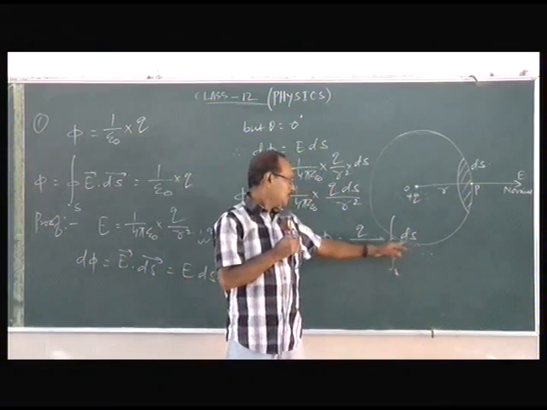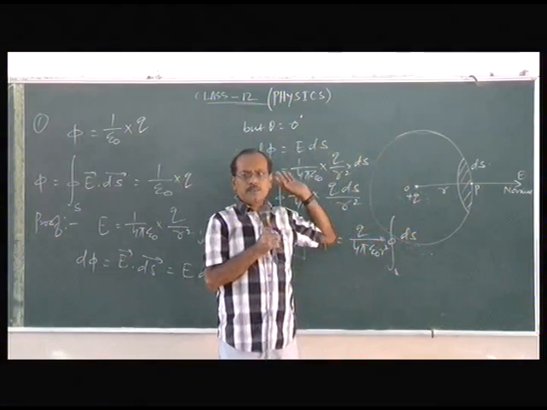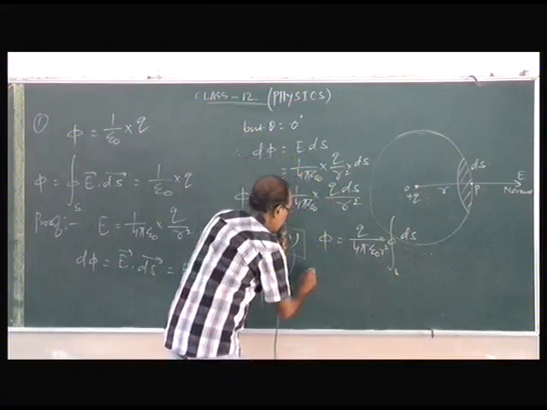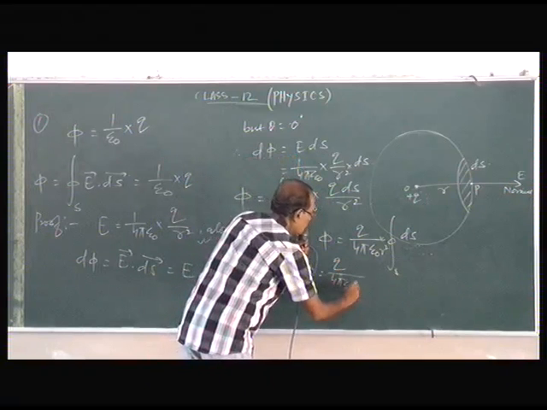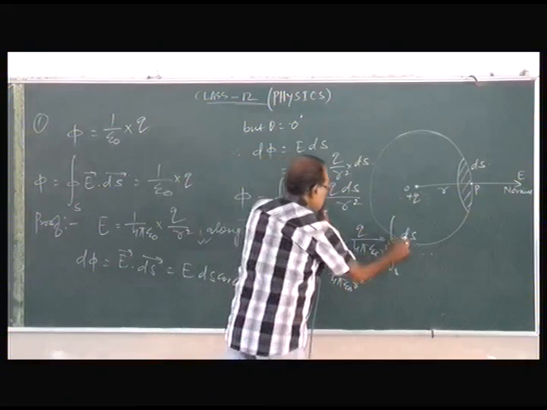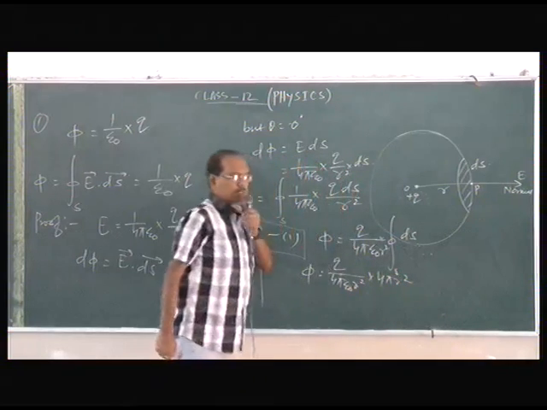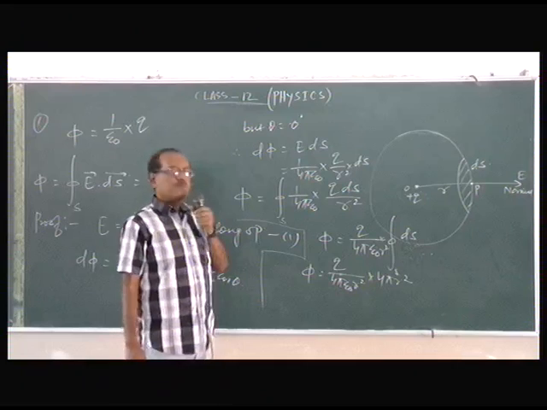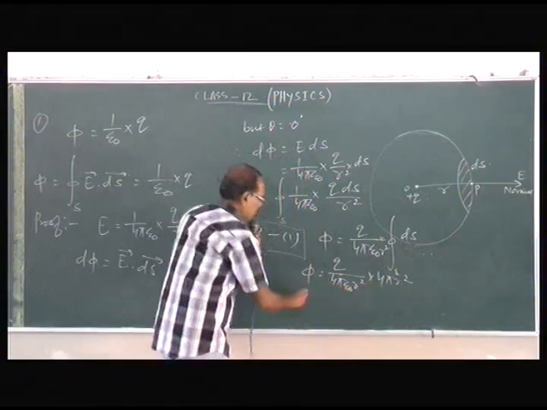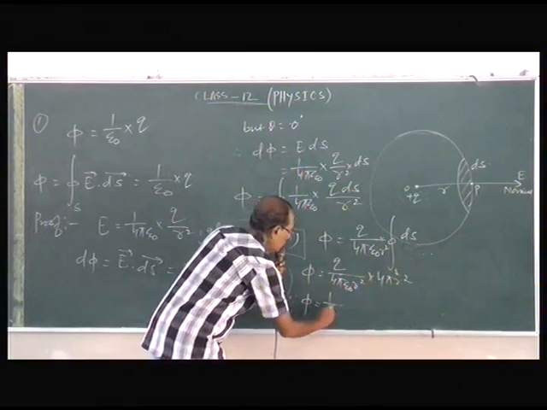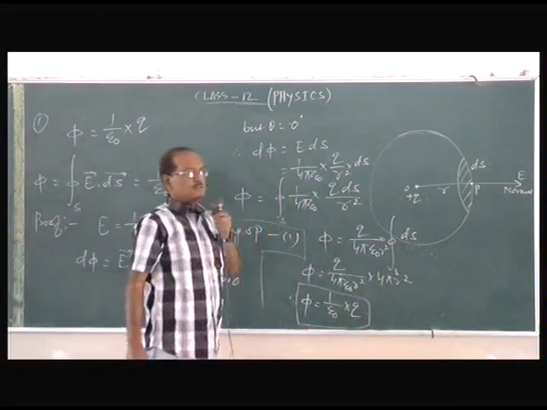Now ds is the total closed surface area. Since it is a sphere, phi is equal to Q by 4 pi epsilon naught R square into the surface area of the sphere. The surface area of a sphere is 4 pi R square. This 4 pi R square and 4 pi R square cancel. So therefore phi is equal to 1 by epsilon naught into q. That is proved.